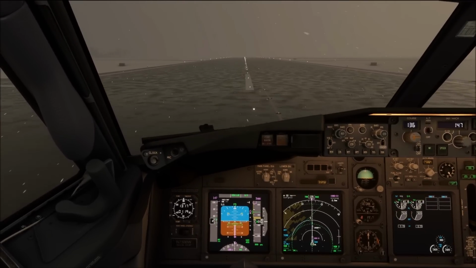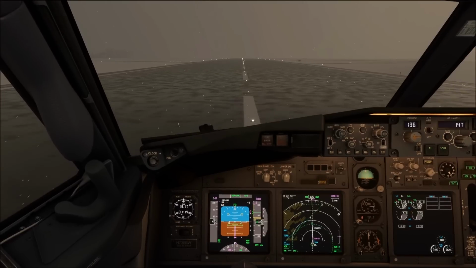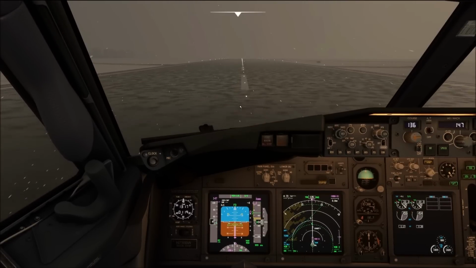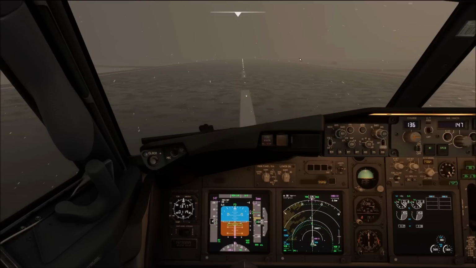You can see right now, we landed within the touchdown zone, but it was almost impossible to vacate the runway early on, so that's why we are currently rolling on towards the end of the runway, or rather towards a further exit than what we would usually take.